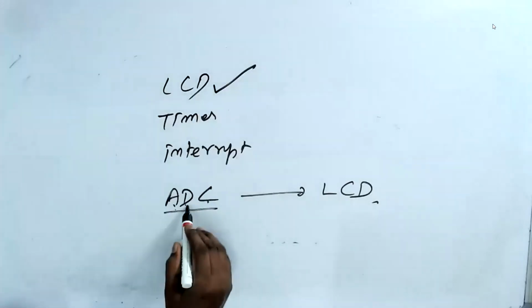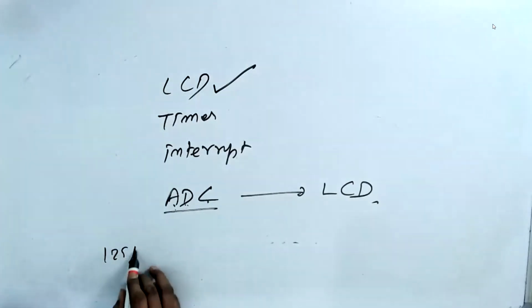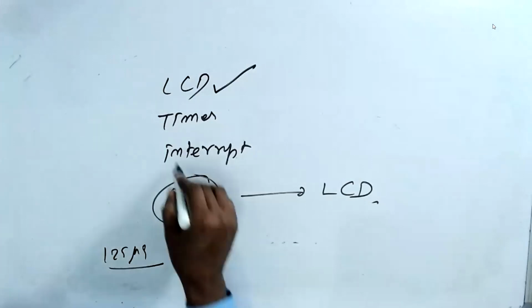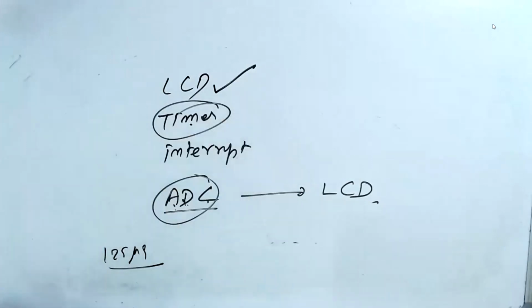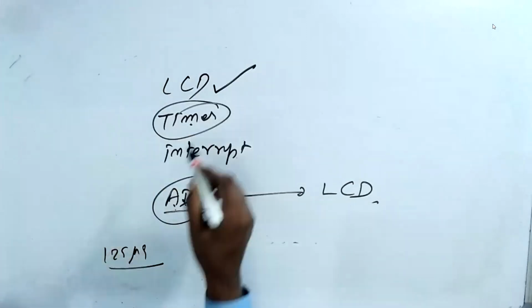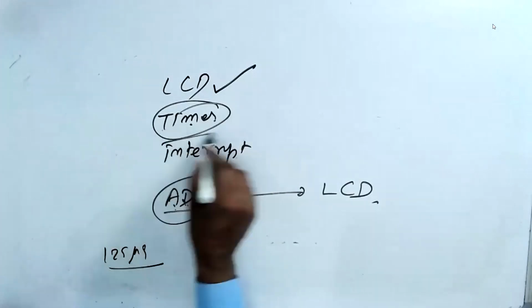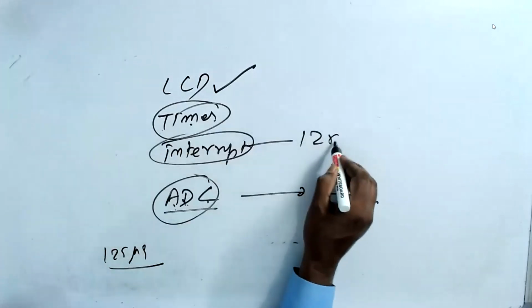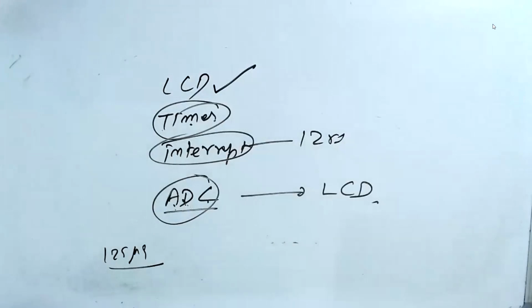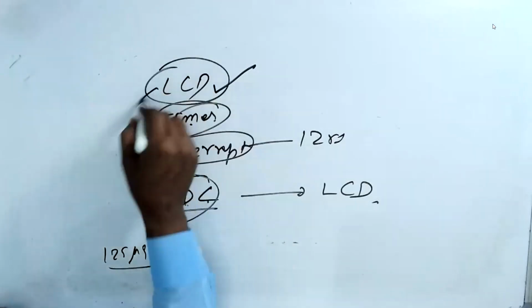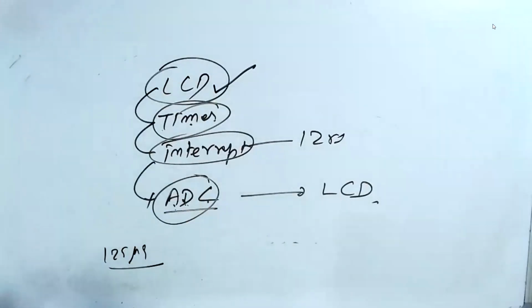And as I told you, every 125 microseconds you need to sample. For that, you need to have a timer. And whenever the timer expires, it has to give an interrupt every 125 microseconds. So you should know interrupts. If you know all three, then come to the ADC. That'll be very interesting. Don't bypass, don't jump.